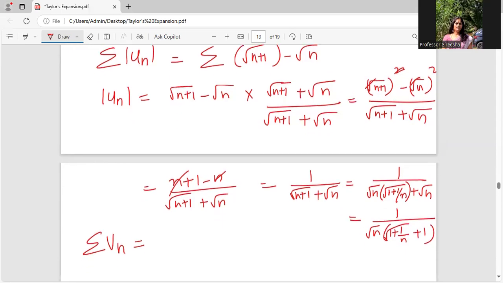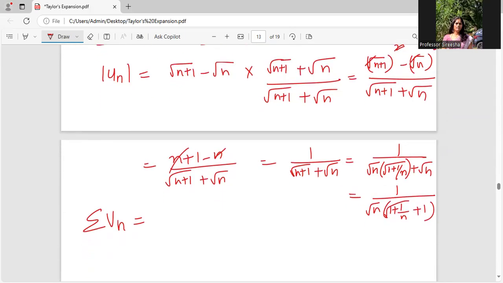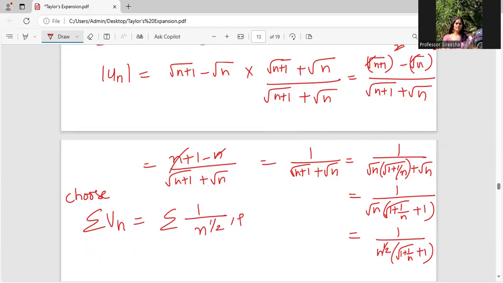So what would be my p? This is what is remaining in un: 1 by root n, or 1 by n power 1 by 2, is remaining in un. That will formulate my v. I'll write a strong sentence here: choose summation vn to be 1 by n to the power p, which would be 1 by 2. Now, what's the value of p, guys? p is equal to 1 by 2, which is less than 1.